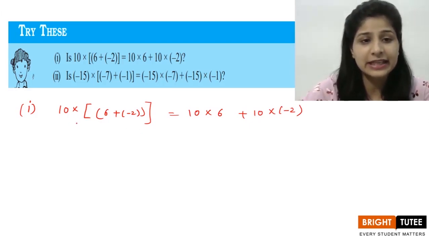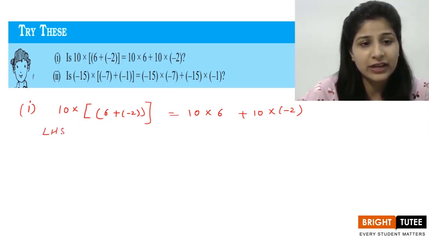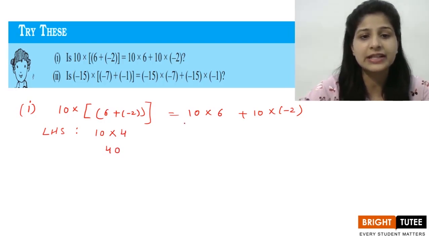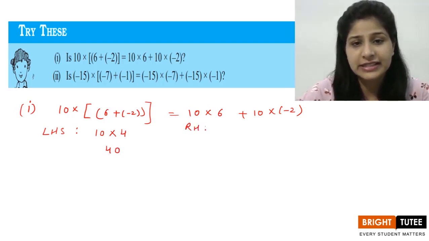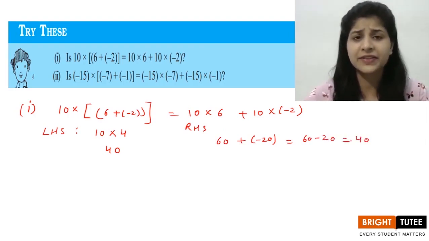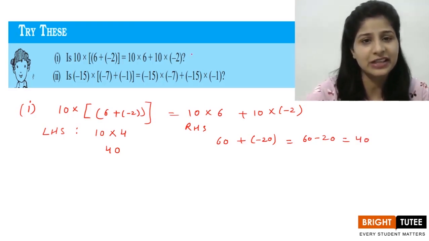So let's see here. First of all, let us solve our left hand side. Just see here, 10 into 6 plus minus will become minus. 6 minus 2 is 4. What is the answer, student? 40. Right? Let's solve this one, which is our right hand side. 10 into 6 is 60 plus 10 into 2 is minus 20, which is nothing but 60 minus 20. Is it also going to give us 40 as the answer? As we can see, the answer is same. So yes, they are equal. So we can definitely say yes.